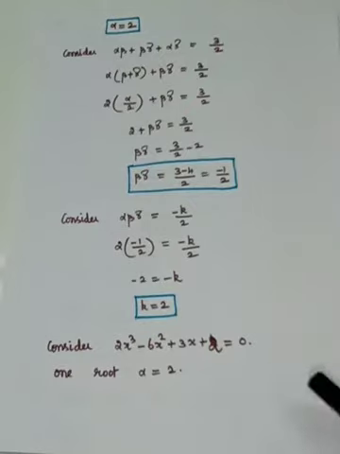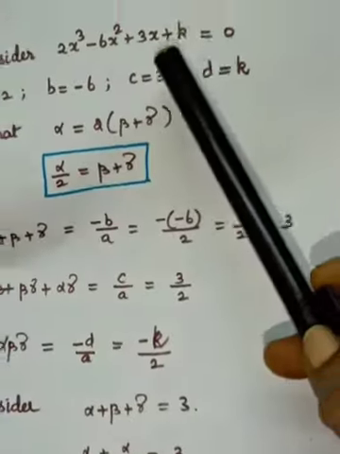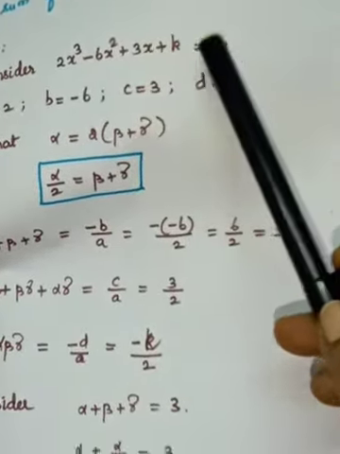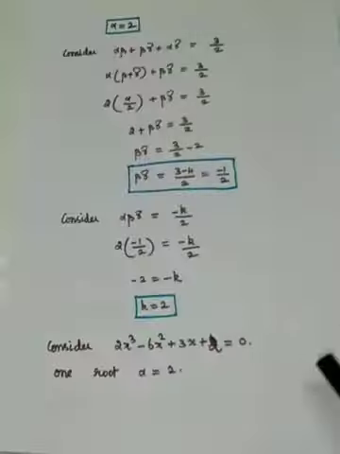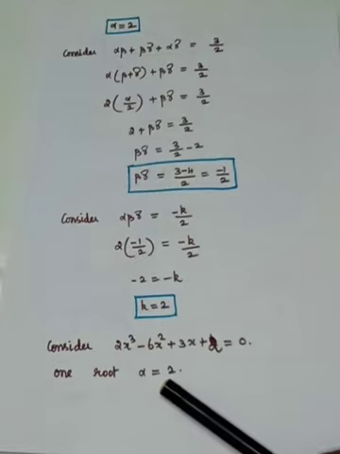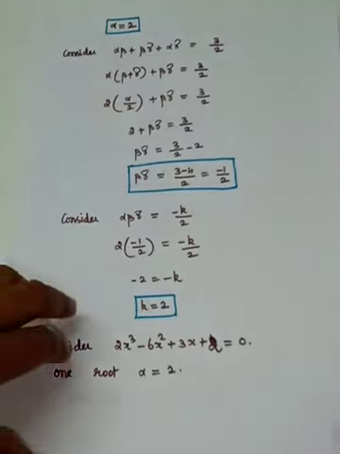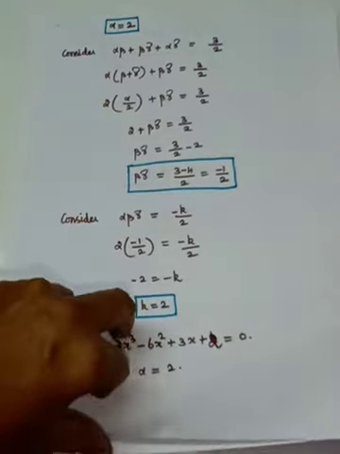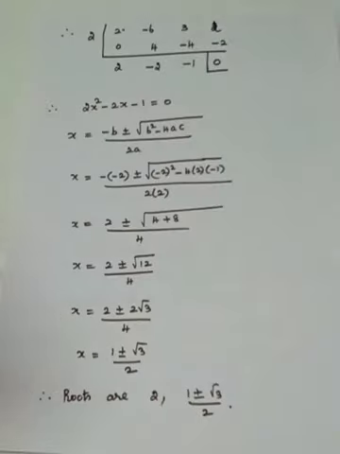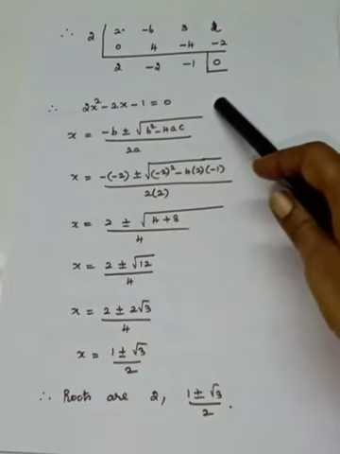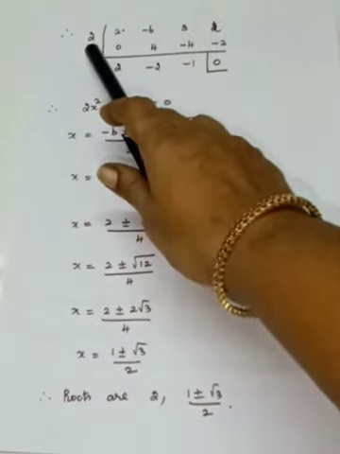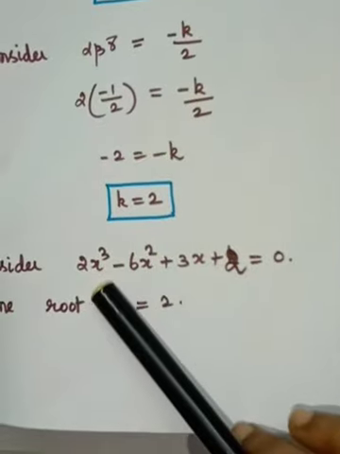And you have to solve the equation also. You consider the equation. In the place of k, you substitute 2. And already we have found one root, alpha is equal to 2. So we can use synthetic division or long division. Here I have used the synthetic division. So one root is there, that root is 2. Synthetic division means we have to write the coefficients in the order. Here cubic equation.